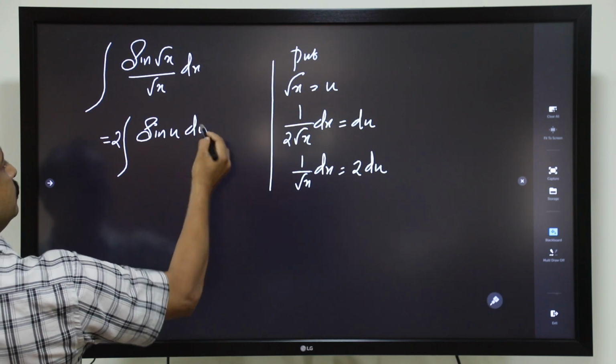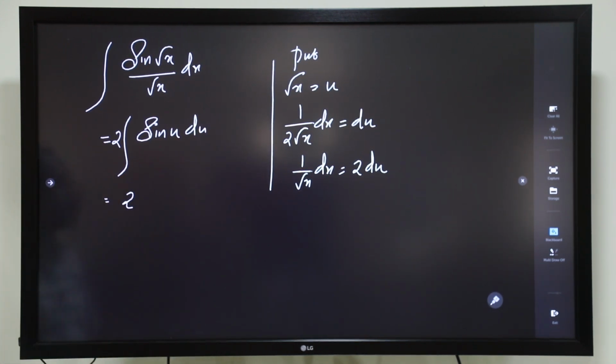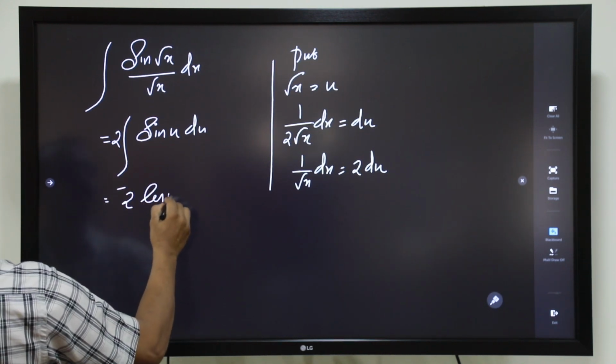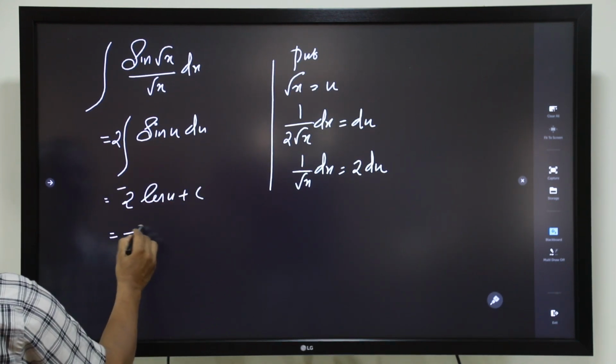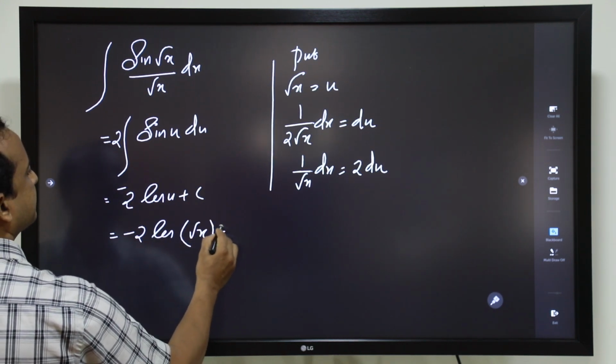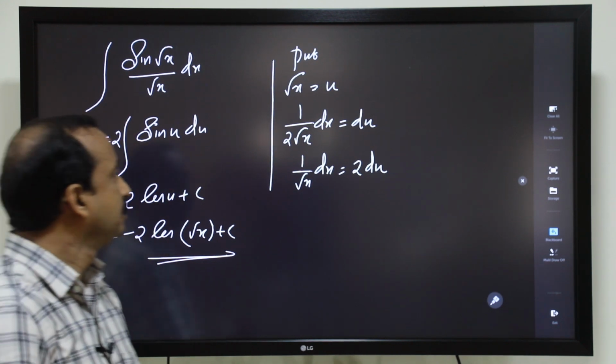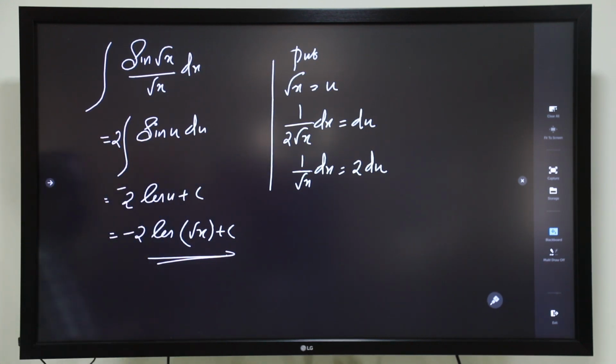And therefore our function changes to sin of u into 2 du. 2 is a constant value. That is equal to 2 into, you know the integral value of sin is minus cos u plus c, equal to minus 2 cos of what is u? Root x plus c. So the integral of sin root x divided by root x into dx is equal to minus 2 cos root x plus c.